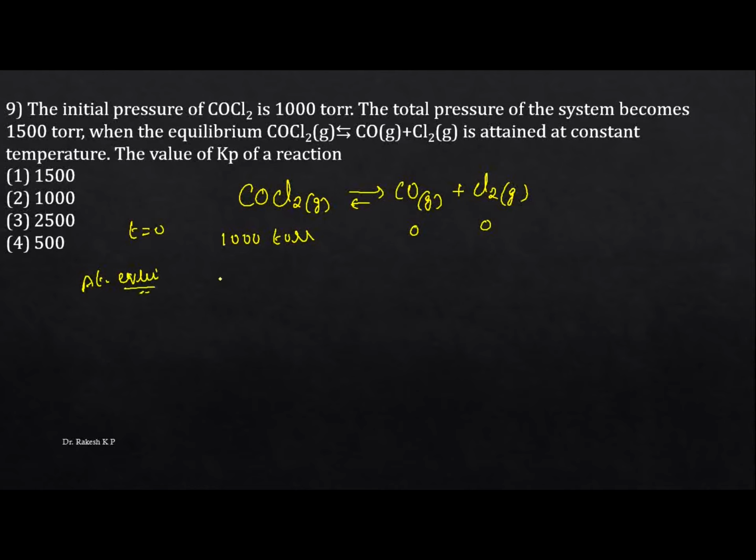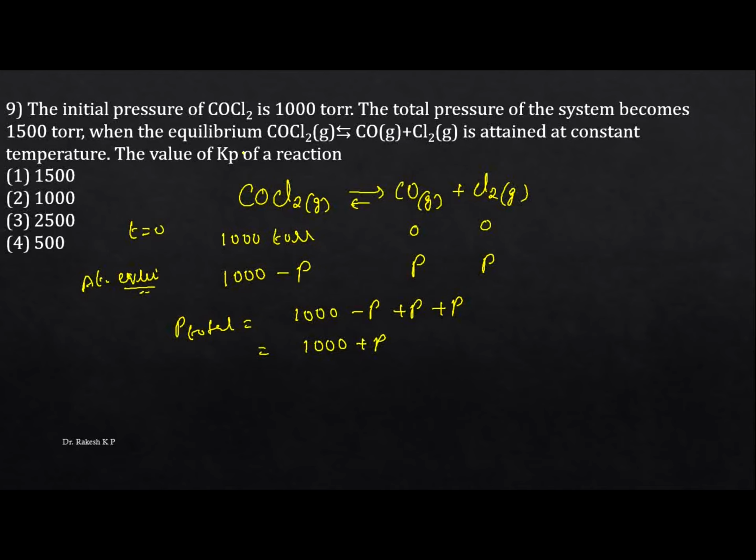At equilibrium here, we are going to have 1000. Okay, so minus, there is a decrease in the pressure here. Whatever decrease there is in the pressure, there will be an increase in the product. Now we have to identify what the P total will be. This P total becomes 1000 minus P plus P plus P, which is nothing but 1000 plus P.